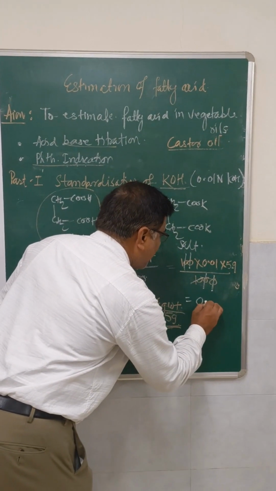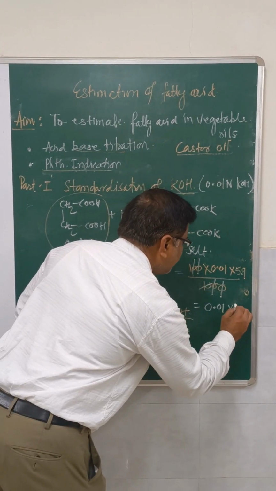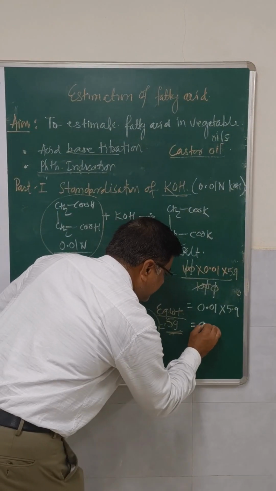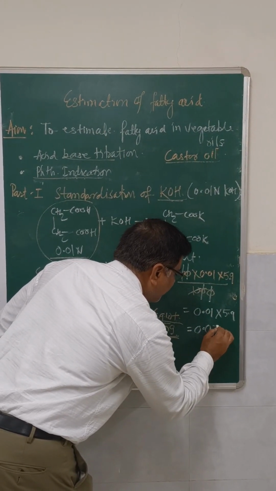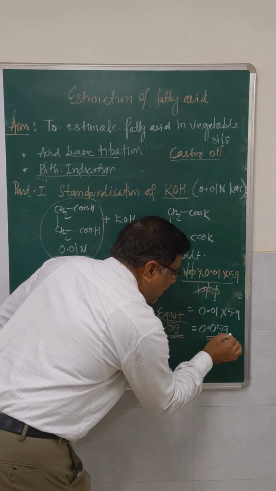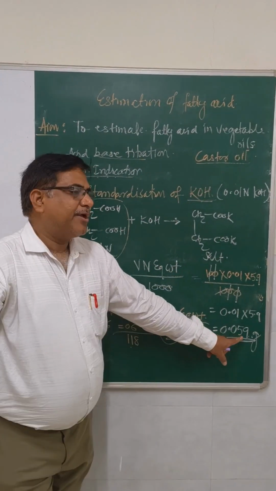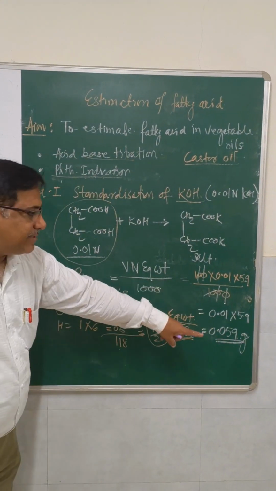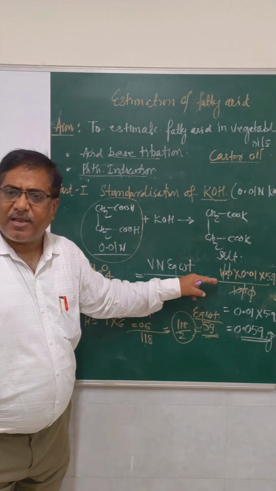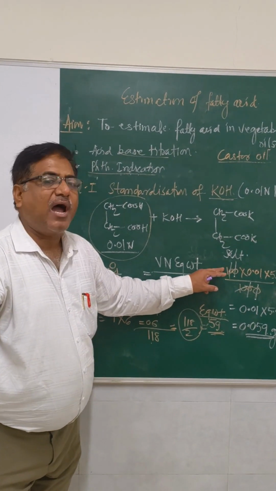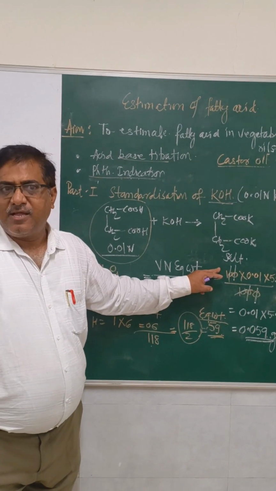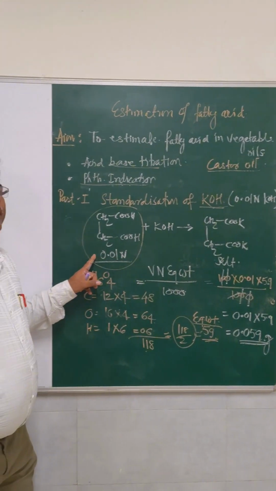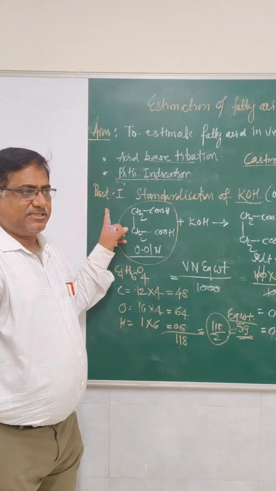So you can write 0.01 into 5.9. Tell me answer. 0.059. This much gram you weigh on the balance and dissolve in a little quantity, 20-30 ml of water, and put into the 100 ml standard flask. This solution is nothing but a 0.01 normal succinic acid.